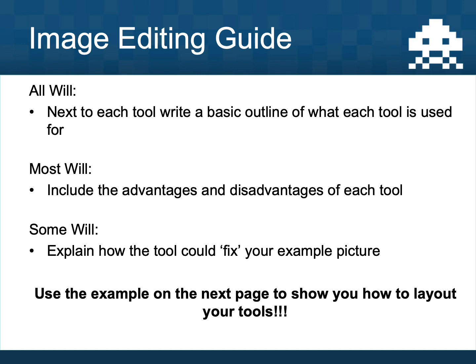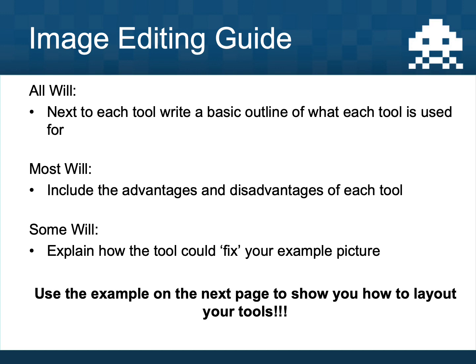So now we're at the bulk of the activity, which is going to take pretty much the rest of the lesson. We're going to write a basic outline of what each tool does next to the icon. It might be that you can include within that the advantages and the disadvantages of each tool, and you could explain how you've used that over the last couple of lessons.